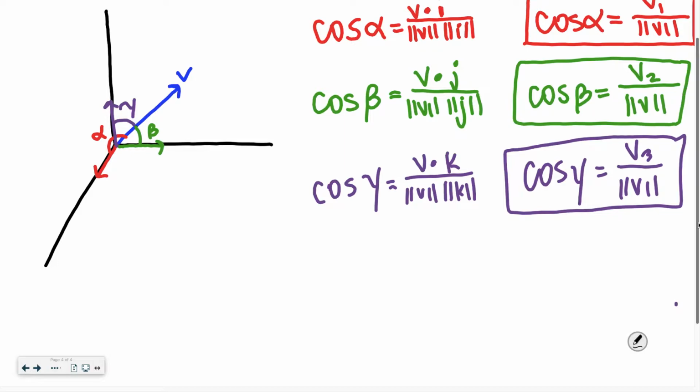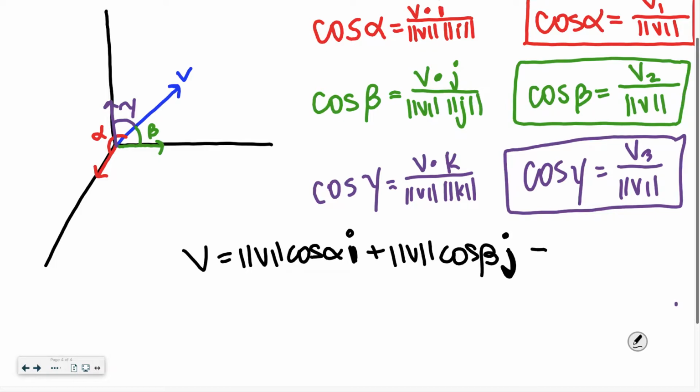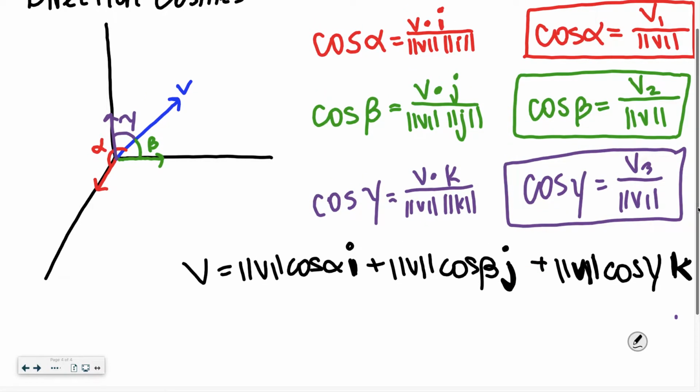Two things here. We can write vector V like this: magnitude times the cosine of alpha I, magnitude times the cosine of beta J, magnitude times the cosine of gamma K. And I have one more cool trick about this before we do an example.